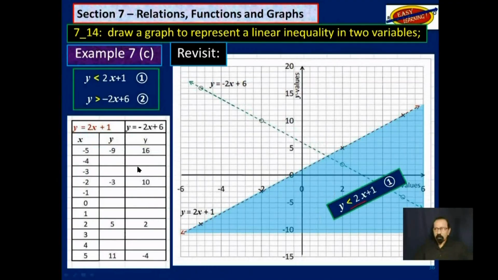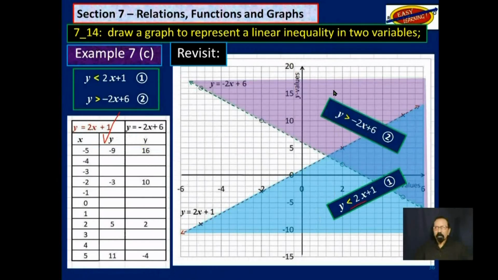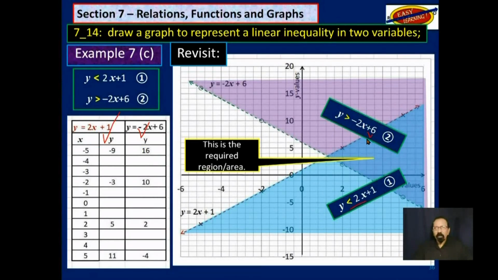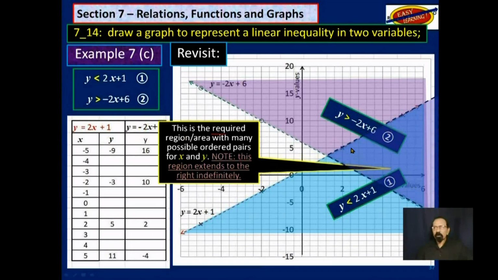This is that one over here, and that is this one here. Note carefully the region that is common to both of them. This is the required region or area here, extending as far right as possible. Now this is the required region or area with many possible ordered pairs of x and y. Note that this region extends to the right indefinitely.